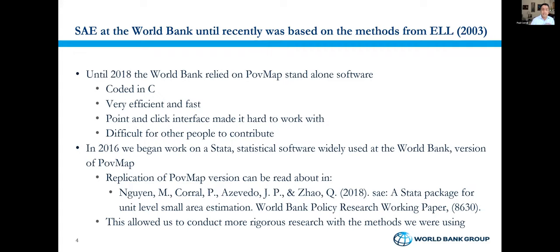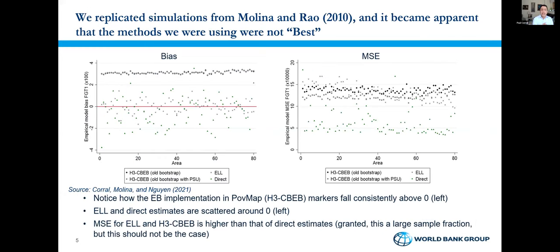In 2016, myself and other colleagues in the bank, including the original author of PovMap, Chinua Zhao, made a Stata version of PovMap, which allowed us to expand the small area estimation work program. Once we had our Stata code available, we replicated simulations that Molina and Rao 2010 presented. And it became immediately apparent that the methods we were using were not the best.